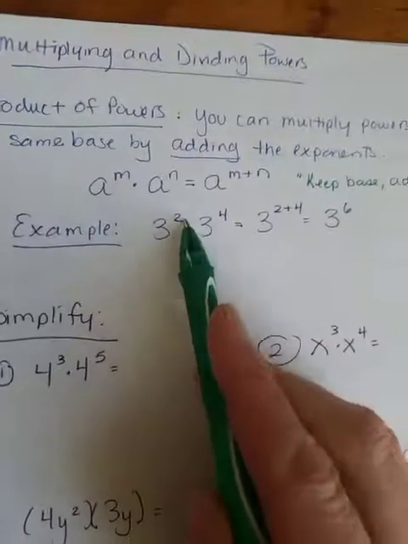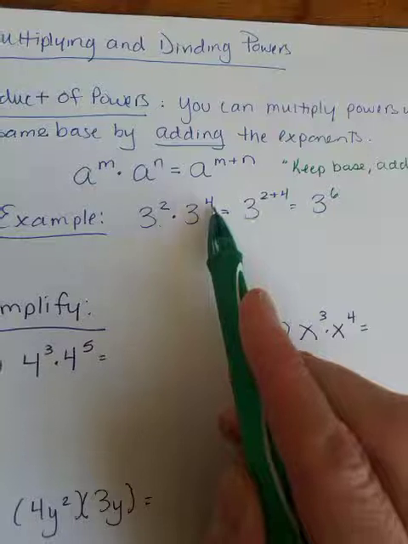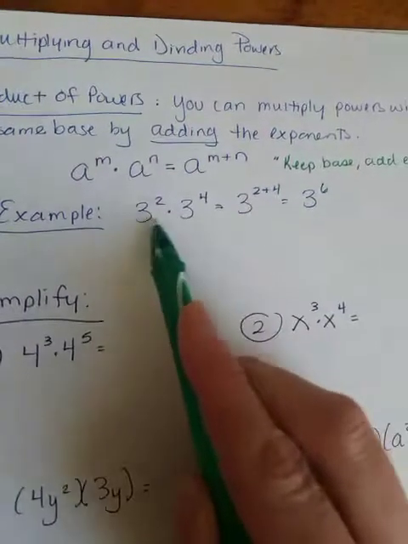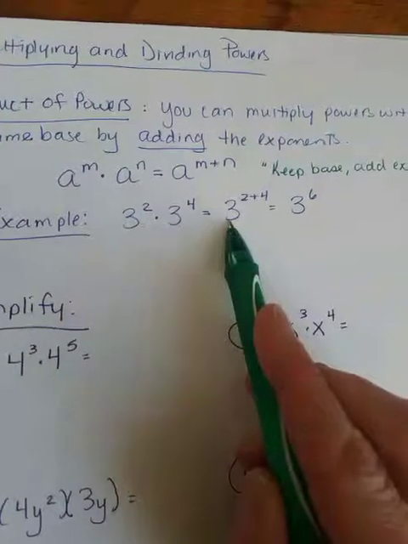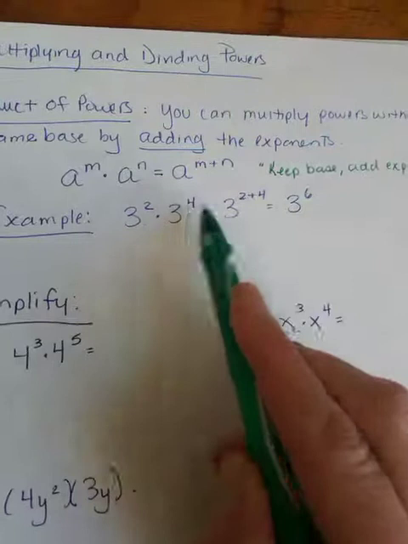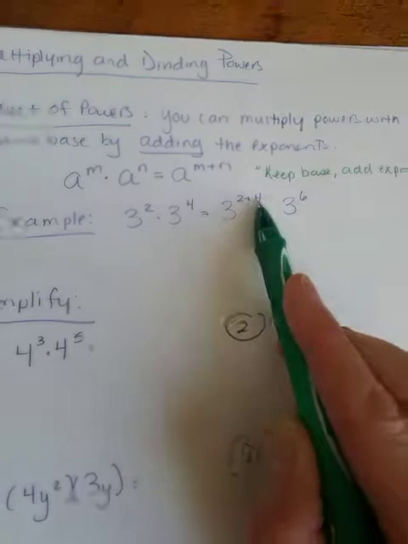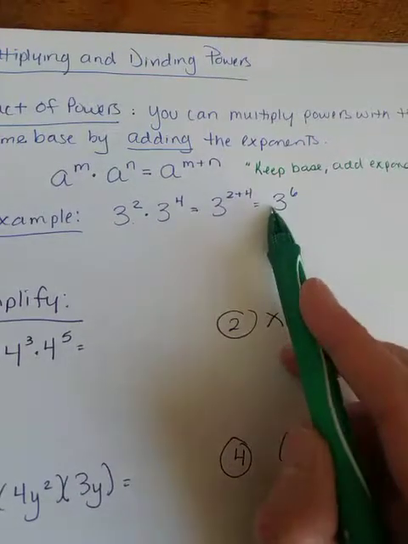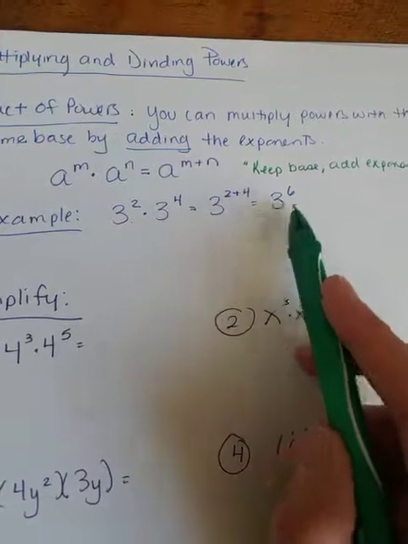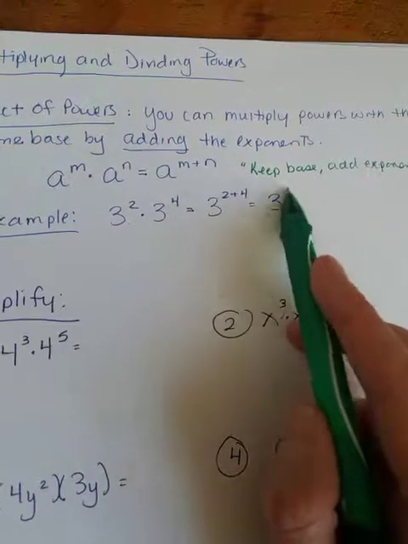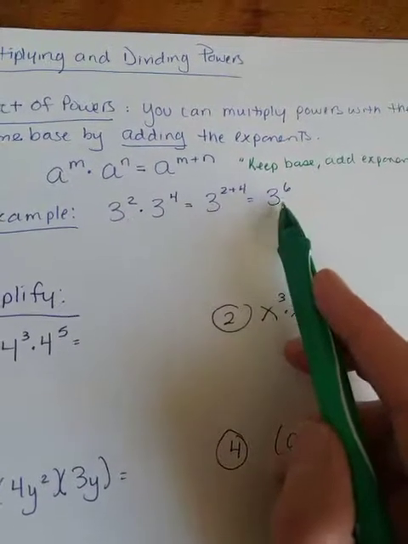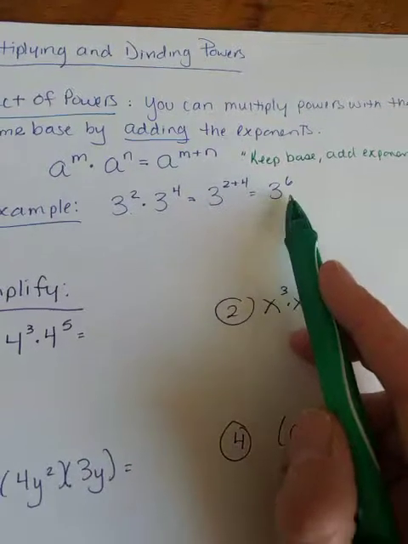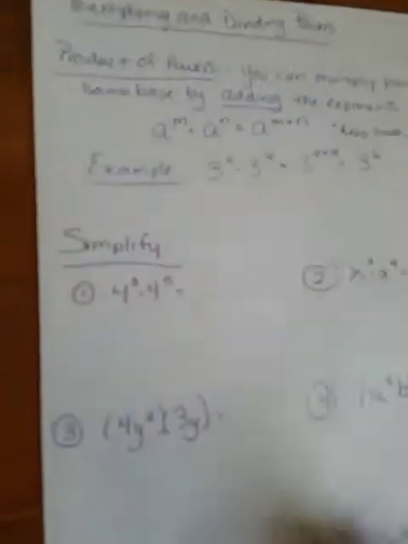If you had 3 squared times 3 to the 4th, the bases of 3 are the same. So I keep the base of 3, and then I add my two exponents, 2 plus 4. 2 plus 4 is 6, so my answer is 3 to the power of 6. You can leave your answers like this because we want to see that you understand the properties. We're not so much looking for you to put these into your calculator and get an answer. That won't give you credit for these types of problems.